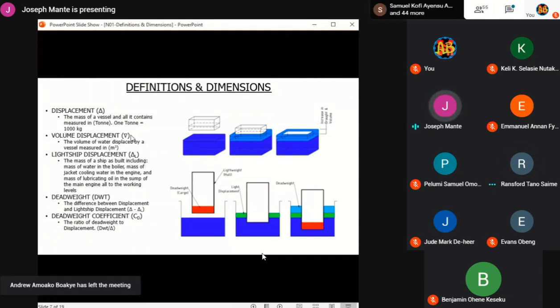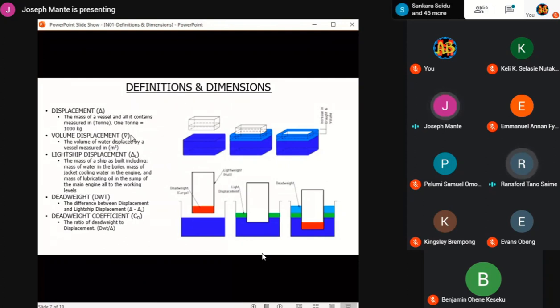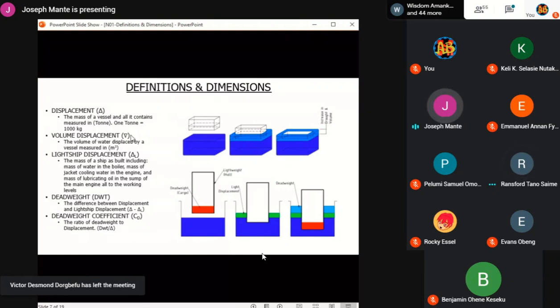Now what this means is that in calculation, when you are getting something like 0.9 or 0.8, this shows the volume of space you have to carry things. So if you make a calculation and you are getting a higher number, then it means that the volume of space you have is large to carry more goods. That is what the dead weight coefficient, the ratio of dead weight to displacement, tells you. When you are doing calculations and you have a larger CD, it means the space you have in the ship is very large to receive more cargo.